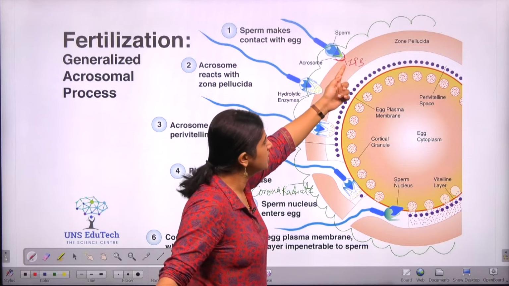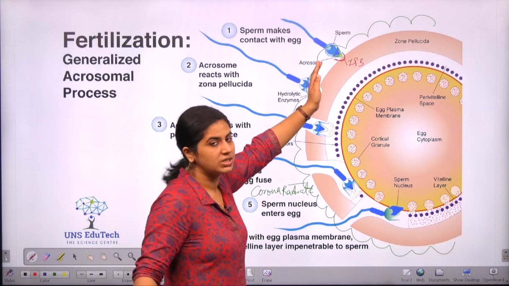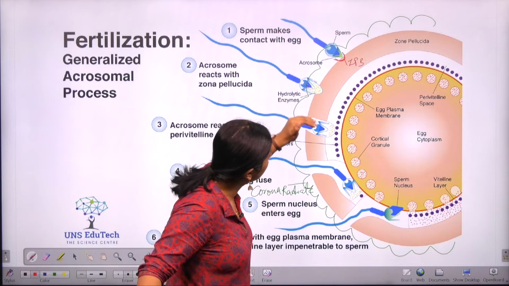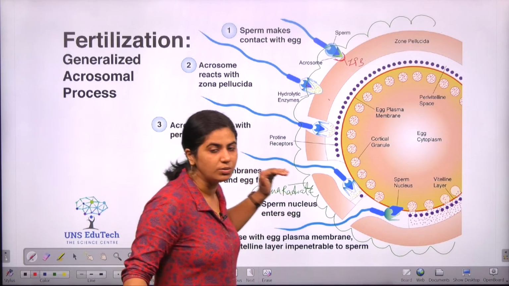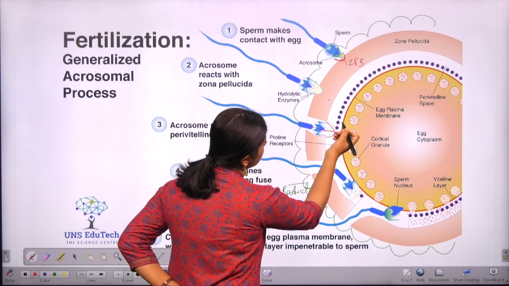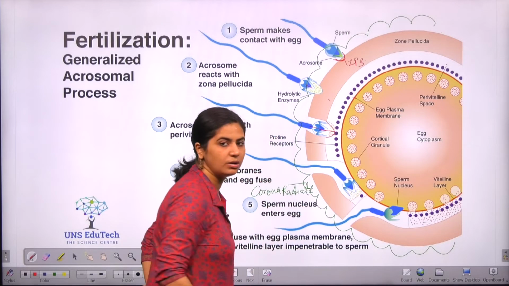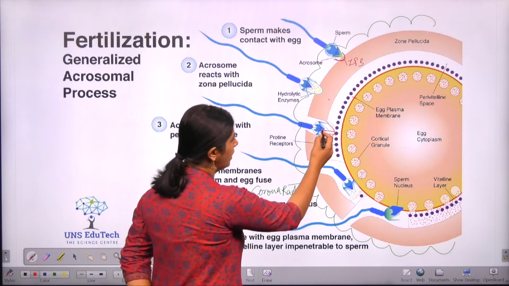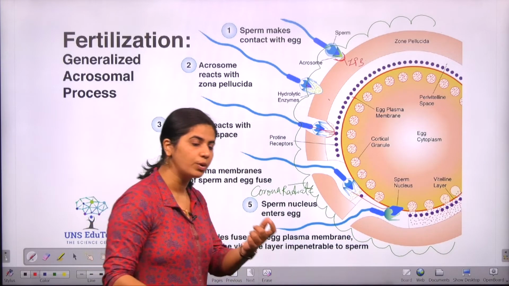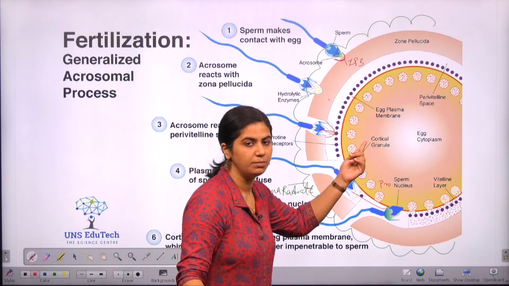When the sperm binds to the ZP3 receptor of the zona pellucida, an acrosomal reaction starts. The acrosome has enzymes which can digest the zona pellucida membrane, and the sperm goes into the cytoplasm of the ovum. So here the reaction starts, and it goes beyond the zona pellucida layer. This is the perivitelline space, and this is the plasma membrane of the ovum. When it reaches the plasma membrane, only the sperm pronucleus enters the cytoplasm of the ovum.